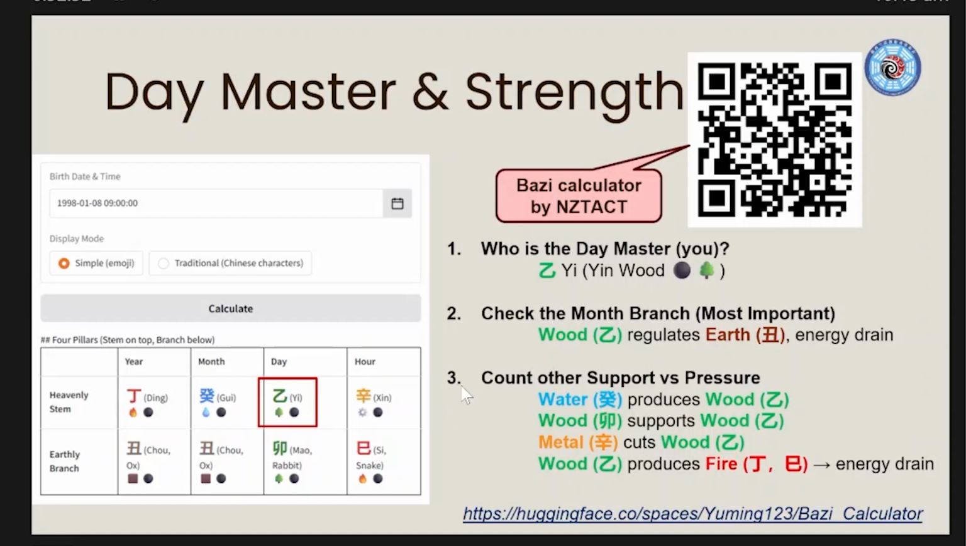The third step is similar to the second step. We count the other 6 elements, except for the day master itself and the month branch, and analyze them. For the third step, we can look at other elements like water. Water can produce wood, so maybe we can see that as plus energy.